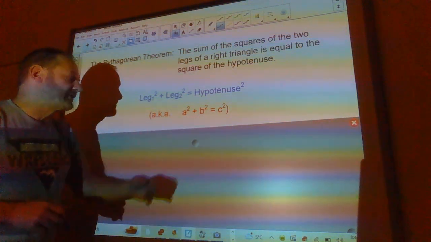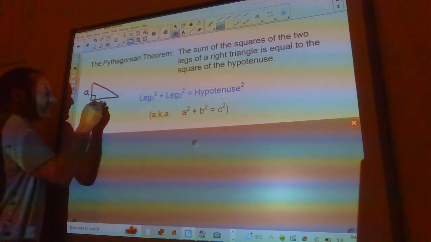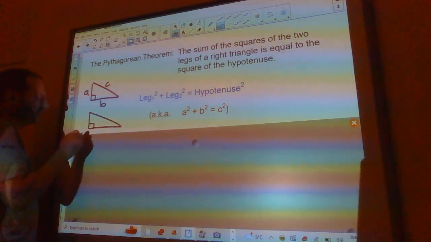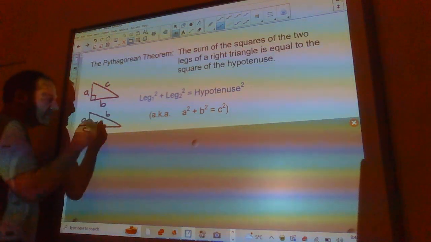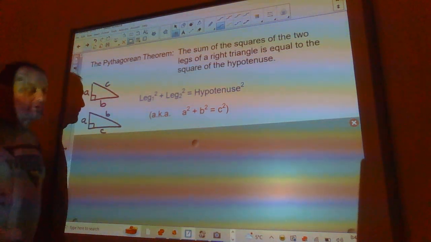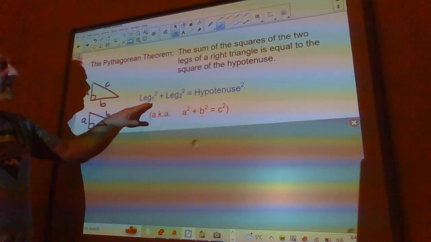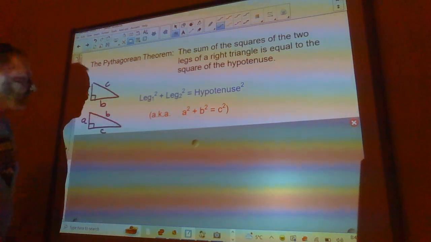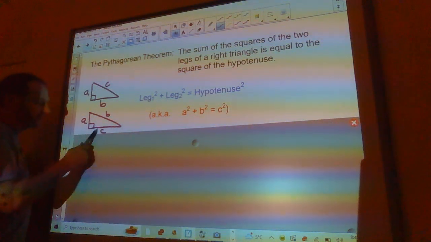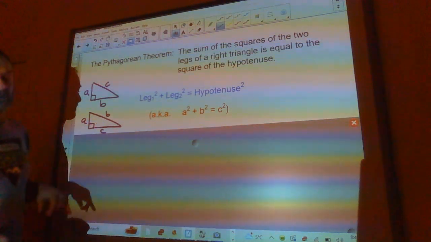Now, the reason I don't just teach this is because that's true if this is a and this is b and this is c. But if I were to switch this around and say, oh, this is a, this is c, and this is b, this is no longer true. And people will jump on it and they'll go, oh, a squared plus b squared equals c squared, and that's wrong in this case. It would be correct in this one. But if you remember, leg 1 squared plus leg 2 squared equals the hypotenuse squared, you won't miss this because you'll know, oh, here's one leg, I square that, here's the other leg, I square that, I add those 2 numbers together, and I get the hypotenuse squared. So in this case, this would be a squared plus c squared equals b squared.